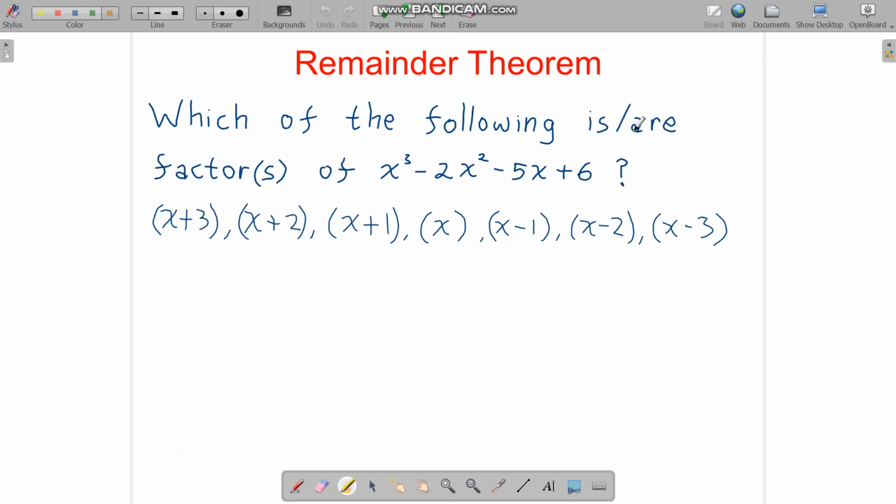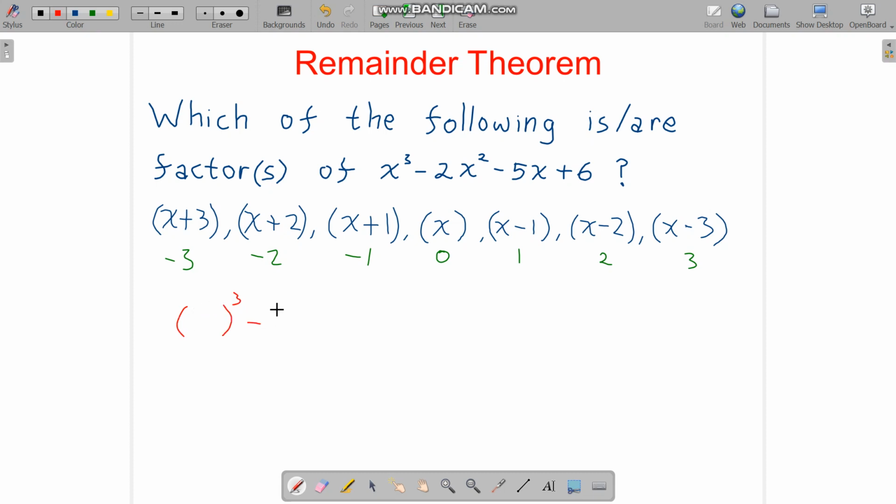So for example, which of the following is or are factors of x cubed minus 2x squared minus 5x plus 6? So we can use the factor theorem to check quickly using the 0 of the divisors. So the 0 means the value of x when the x plus 3 equals 0. So this means we have to try minus 3, minus 2, minus 1, 0, 1, 2, 3. So let's check.